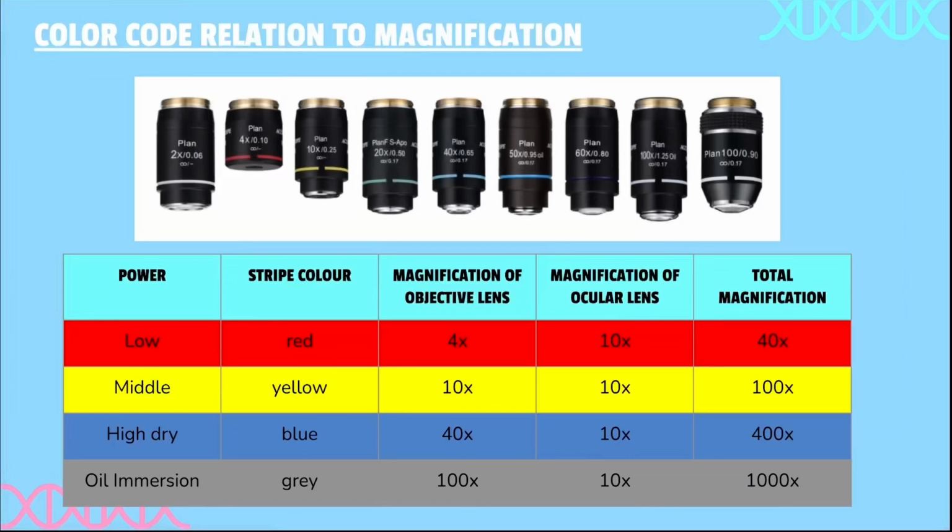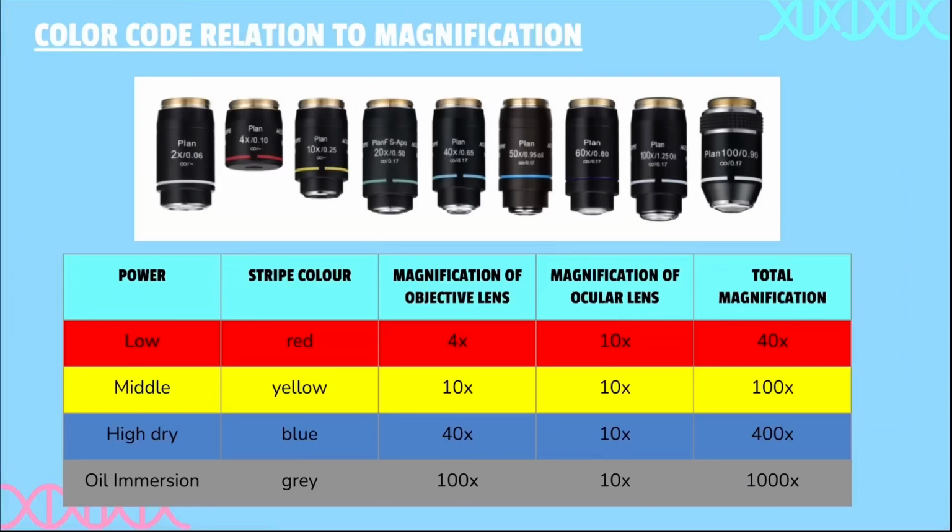In a special condition for high power objective lenses, which is 100x, oil immersion needs to be done. So why? Immersion oil increases the resolving power of the microscope by replacing the air gap between the immersion objective lenses and the cover glass with a high refractive index medium, and it reduces the light refraction.